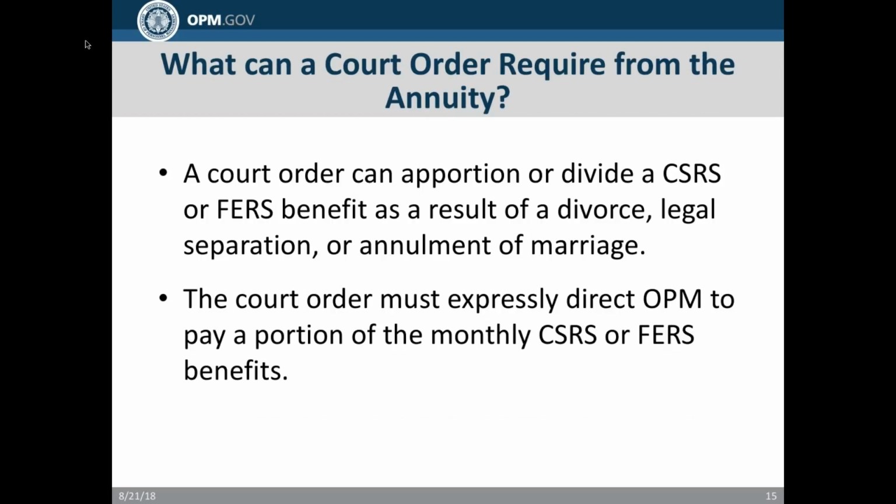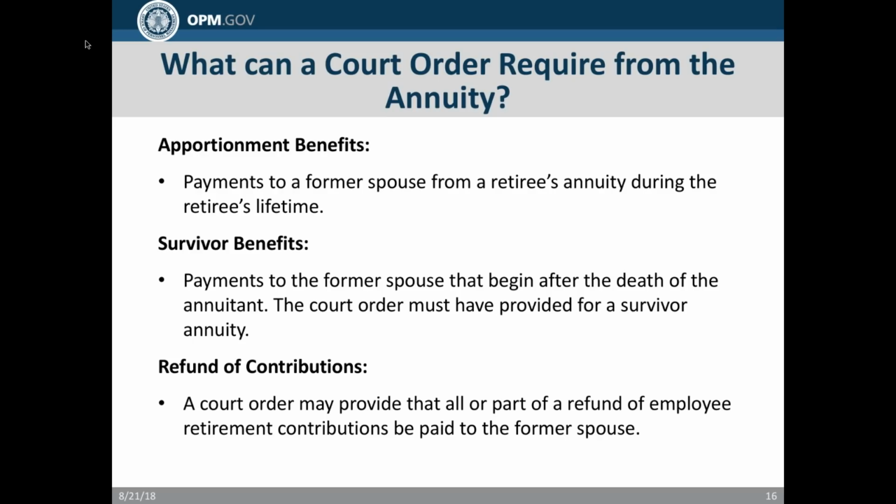What can a court order require from the annuity? A court order can apportion or divide a CSRS or FERS benefit as a result of a divorce, legal separation, or annulment of marriage. The court order must expressly direct OPM to pay a portion of the monthly CSRS or FERS benefit, as we stated earlier. And just to let you know, court orders normally are as the result of a divorce or a separation. So we do divide benefits if it's a legal separation as well.